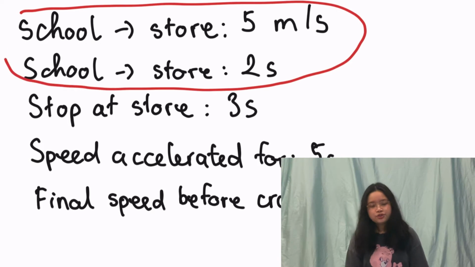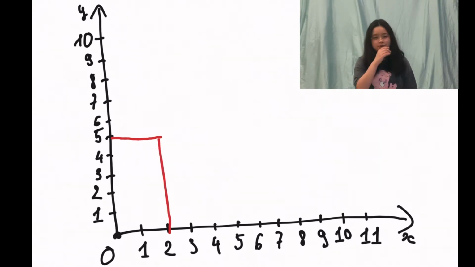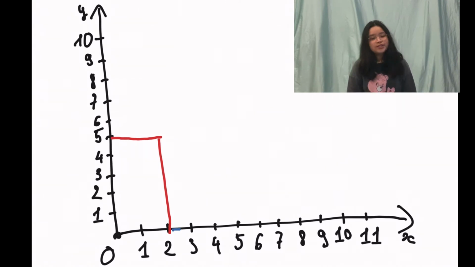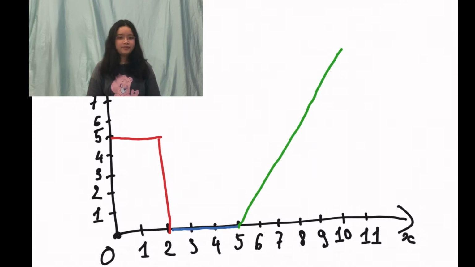With the first two pieces of information, we can draw a flat line on the graph at 5 meters per second for 2 seconds. Next, he stopped at the store for 3 seconds, which means that his speed was 0. To demonstrate this, we draw a flat line on the x-axis for 3 seconds. His speed accelerated for 5 seconds until he reaches the speed of 10 meters per second right after he drank the energy drink. So we will have a line with a positive gradient.